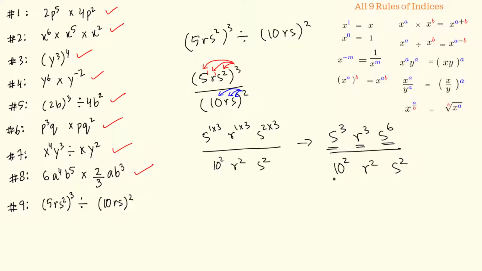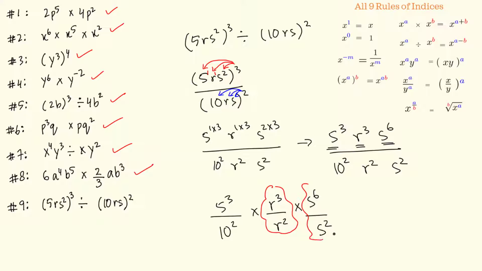In the first fraction I'll write my integers. So this is 5 to the 3 divided by 10 square times, in the next fraction I'll write my variables r. So this is r cube divided by r square, and in the third fraction I'll write my variable s. So s to the 6 divided by s square. Now to simplify this fraction over here and this fraction over here, I'll use this rule of indices. The terms in this fraction have the same base and they are getting divided, so I can subtract their powers. So this becomes r to the 3 minus 2, and this becomes s to the 6 minus 2.